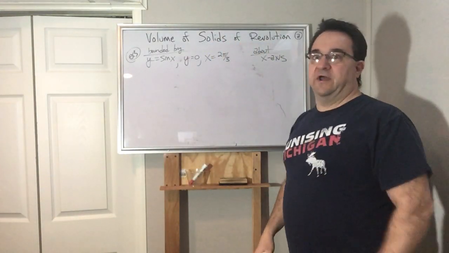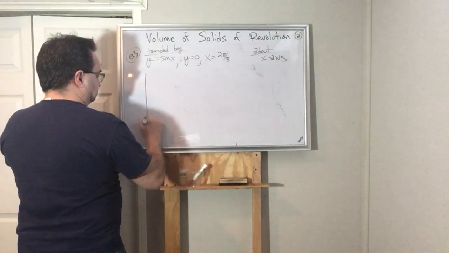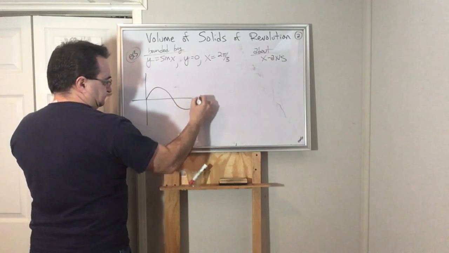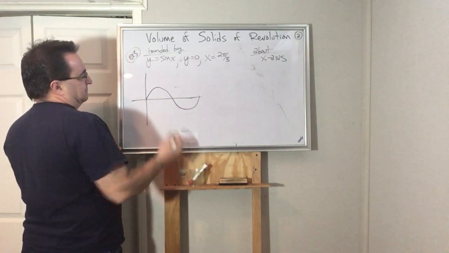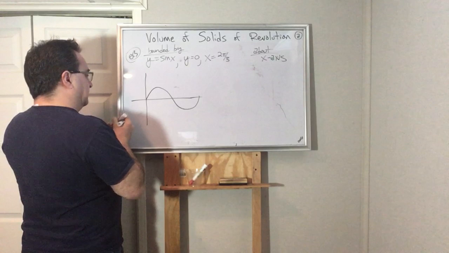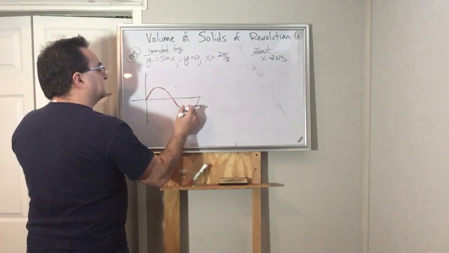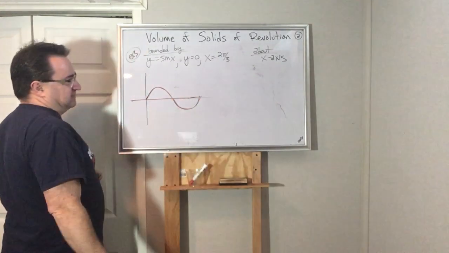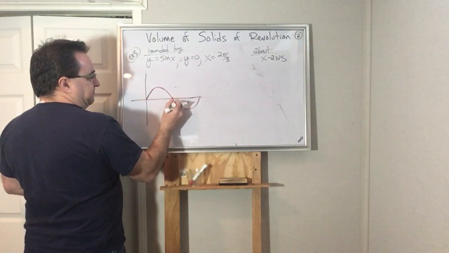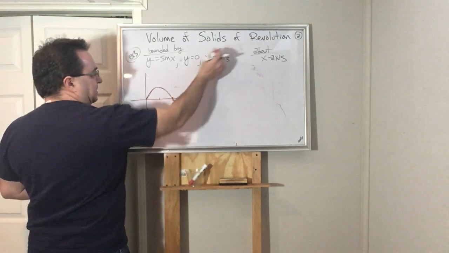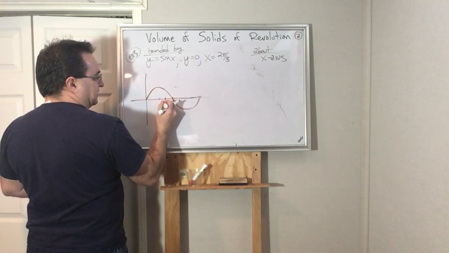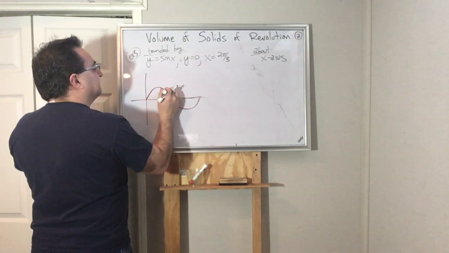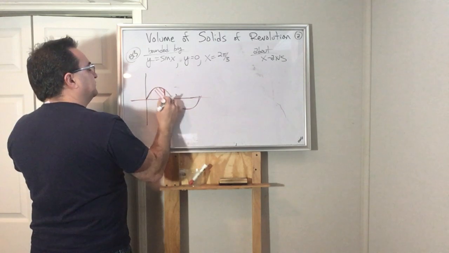Step 1, draw it. Sine wave looks like this. Y equals 0 is the x-axis. And x equals, remember, this would be pi. This is pi over 2. So 2 pi over 3 is between there. 2 pi over 3, and that is a vertical line. So here's my region right here.